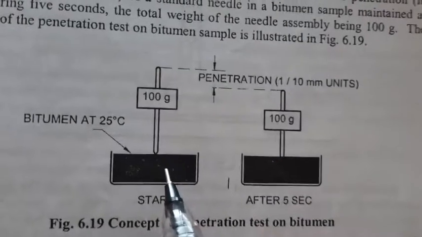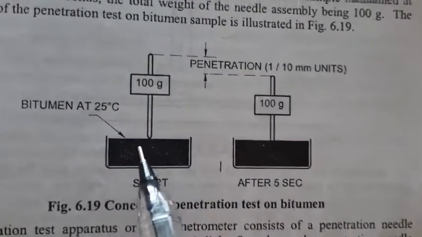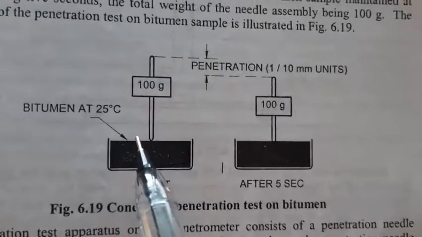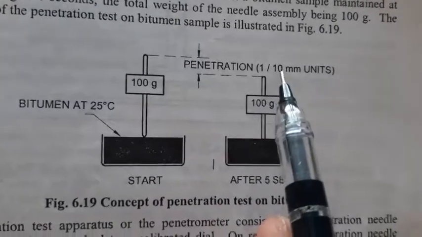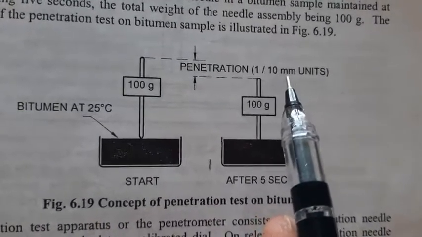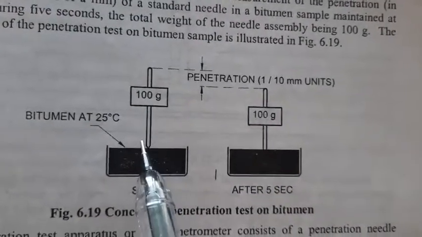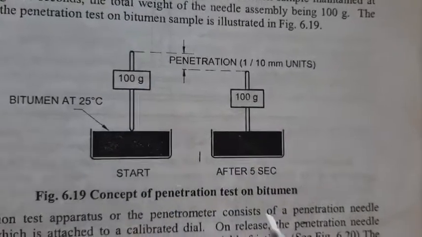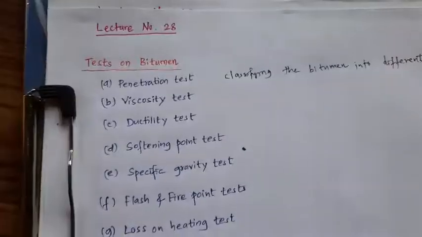The softer the bitumen, then what happens? The penetration will be more depth. If the bitumen is harder in condition, the penetration will be very small, and that is read on a dial which has units of 1 in 10th mm. So the needle goes in depending upon the softness of the bitumen sample. So this is all about the penetration.